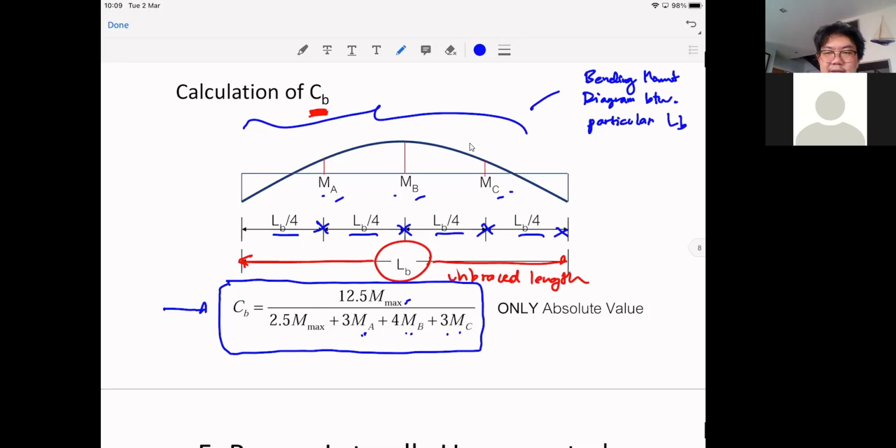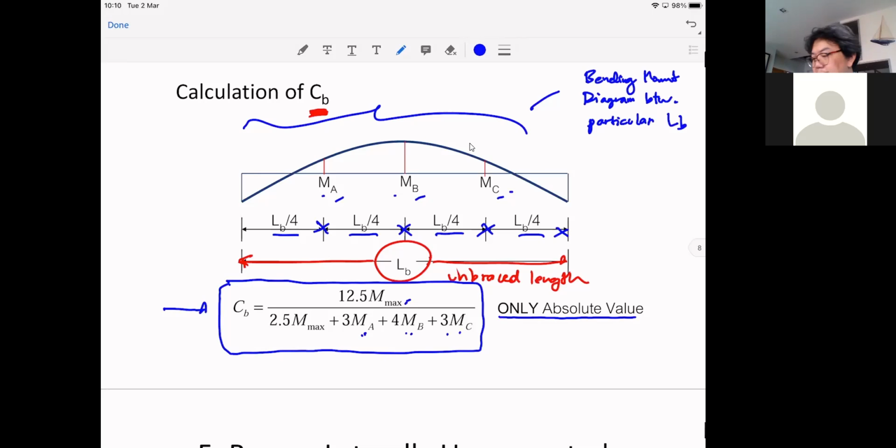Okay, and in this calculation, we use only absolute value, meaning if you have negative moment, you must use the absolute value and it turns into the positive value. No negative value, just the absolute value.